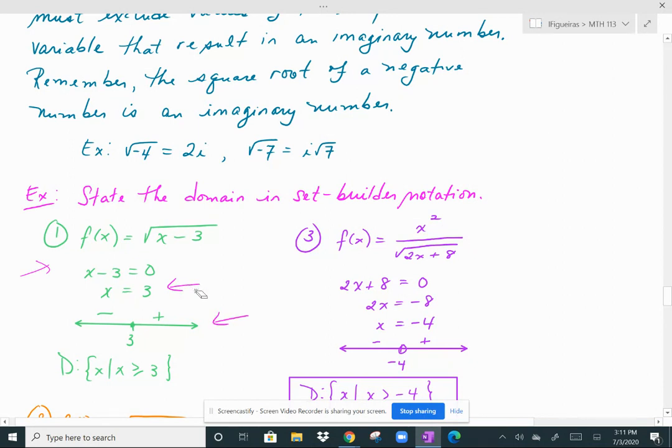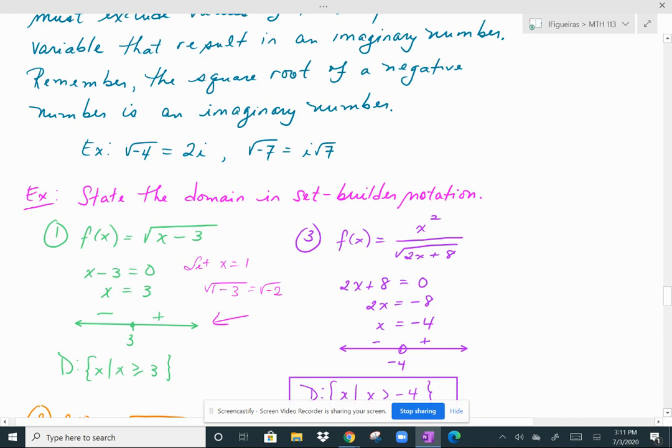But now I have to test. You have to test a value less than 3 and then a value greater than 3, and it could be any number. Suppose I let x equal 1, because you could pick anything you want less than 3. If I plug in 1 minus 3, that would give me a negative 2. That is not a real number, so anything less than 3 is not in the domain.